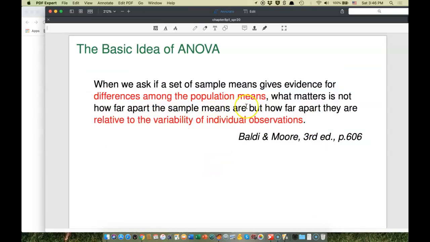It's how far apart the means are relative to the variability of individual observations. So we call it the analysis of variance, but really it's an analysis of means. The mechanism by which we say something about the difference in means is by looking at how the variability between or among the means differs from the variability within the groups that we're comparing.